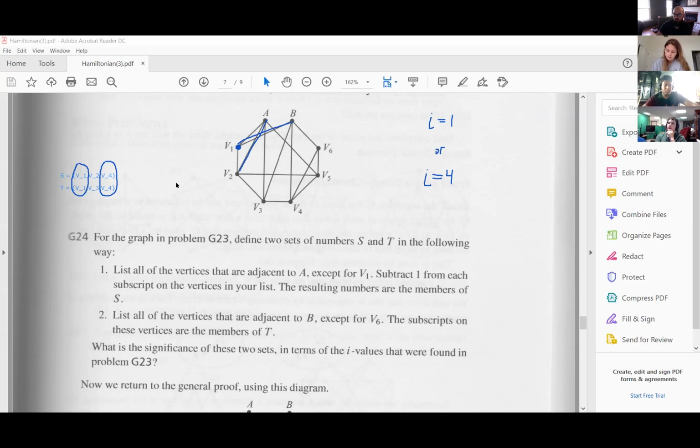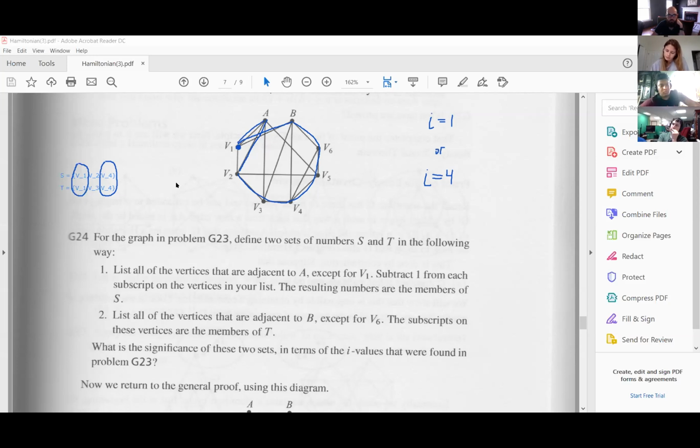Okay, so remember that X that was in the general diagram? When i is 1, that's the X that you get right here. And then your Hamiltonian cycle is you're going to go from A to v_{i+1}, follow all the way around to B, then go back down this edge and come back up to A. So we get this.